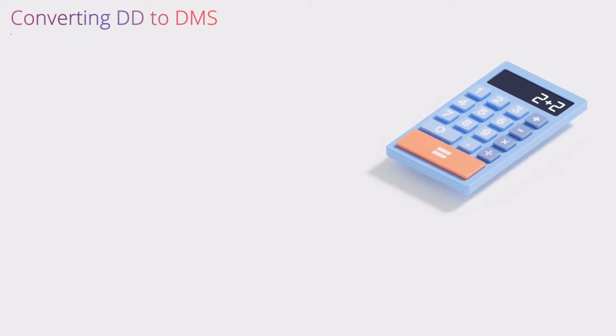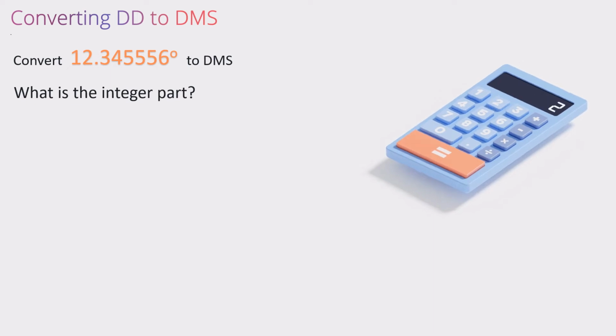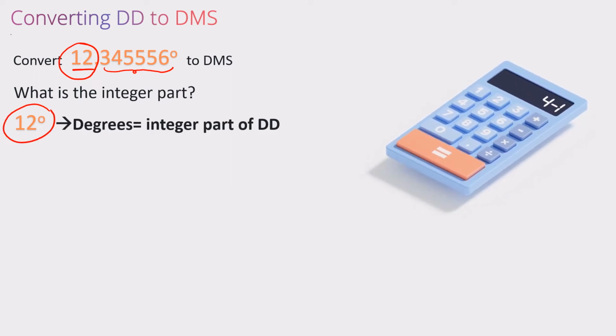All right, so let us do the reverse part. Let us convert 12.345556 that we obtained from the previous slide back to DMS. The first step is figuring out the integer part. Here you can see that 12 is the integer and these are the decimals. So take out 12 from this, and 12 becomes your degrees. So degrees is the integer part of the decimal degrees.